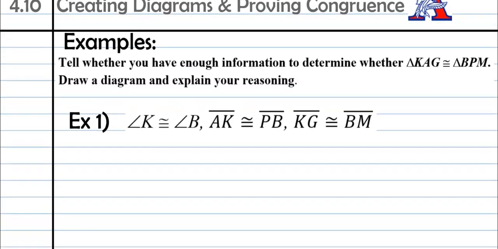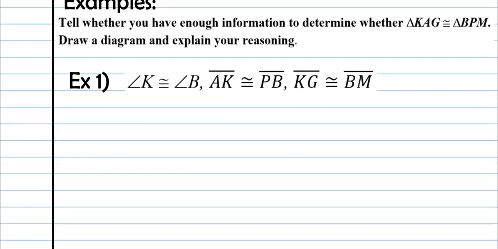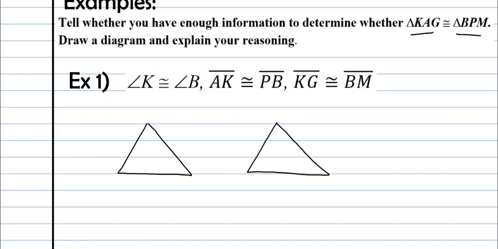All right, so every single time you have a problem like this, it looks like there's a lot going on, but it becomes pretty simple if you draw a diagram. So we really have no idea what these triangles actually look like. We don't have any measurements. We don't know what the angles are. We don't know what the sides are. But we know that they're 2 triangles, and we're trying to see if they are congruent or not. So draw 2 triangles that look like they might be congruent. And then label them using the congruent statements. So KAG, so I'm going to go here, here, and here, is congruent to triangle BPM. So I'm going to go in that same order, BPM.